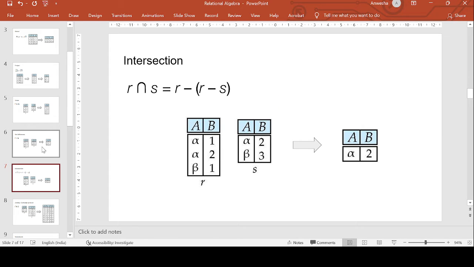Next is intersection. The common row will be fetched. What is the common row here? Alpha 2. So alpha 2 is the result. You can represent the intersection as R intersection S means R minus (R minus S).